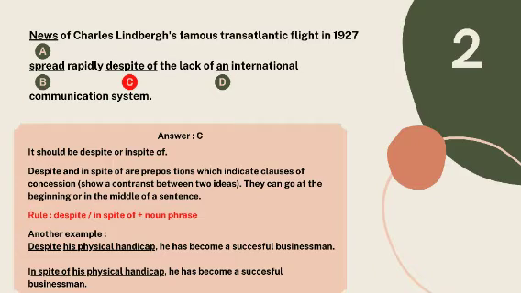I have two other examples here. The first is, despite his physical handicap, he has become a successful businessman. The second, in spite of his physical handicap, he has become a successful businessman. From two examples before, we can conclude that in spite of and despite are interchangeable without changing the word order, and they can go at the beginning or in the middle of a sentence.